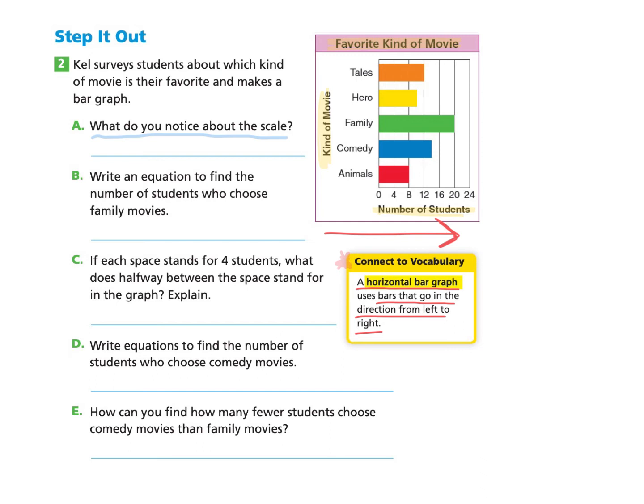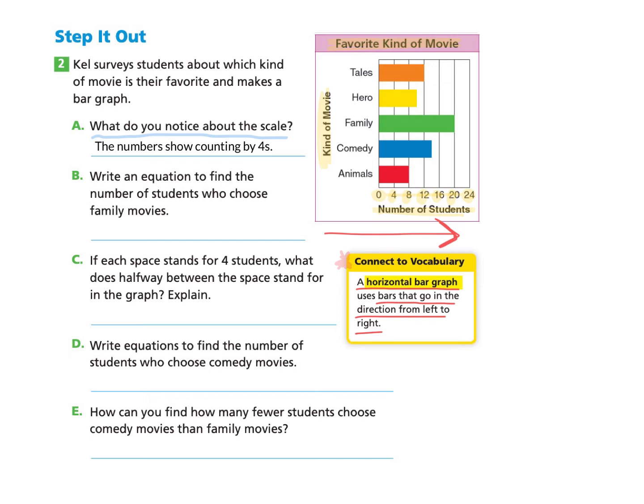So again, we're going to take a look here at the number of students. This is our numbers. It starts with 0 and it goes all the way to 24. And let's look at these numbers. 0, 4, 8, 12, 16, 20, 24. Well, I'm noticing that these numbers show counting by fours.